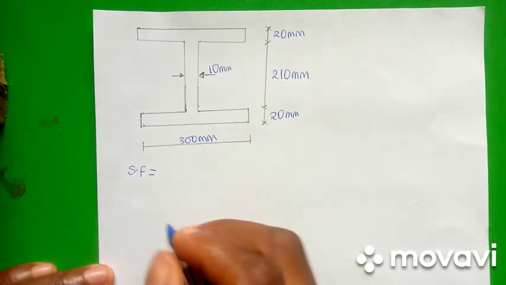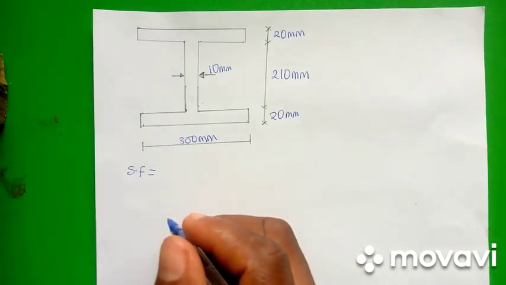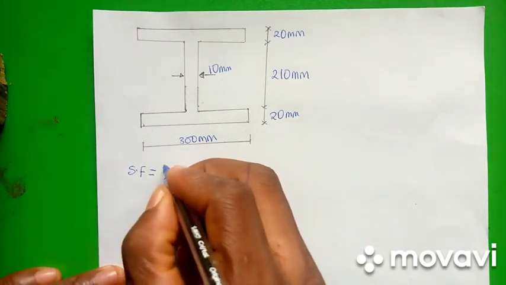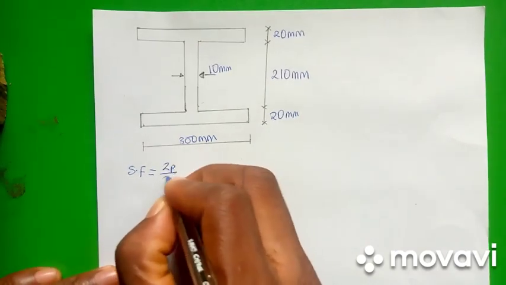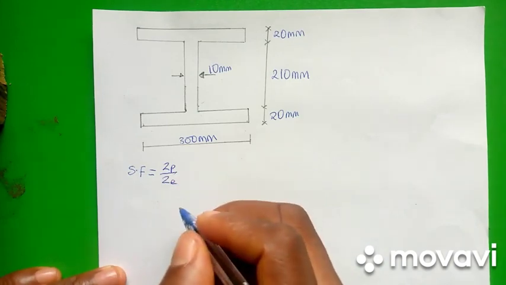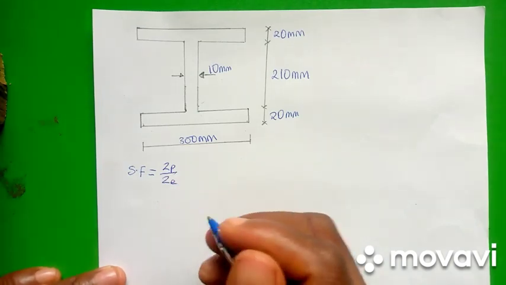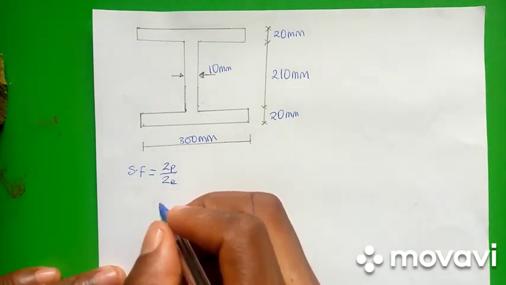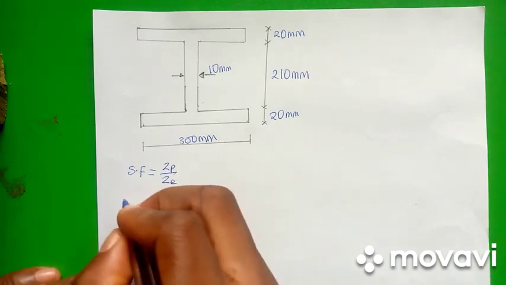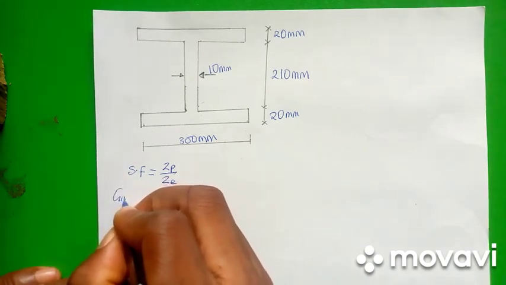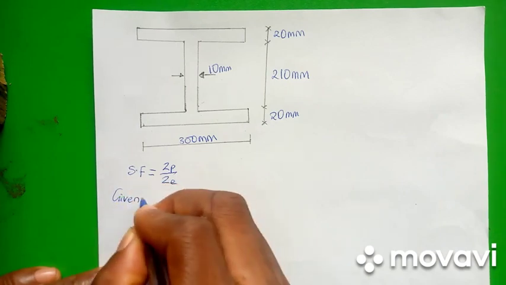Hello guys, today we shall be looking at how to calculate the shape factor of an I section, and it's just a ratio of Zp all over Ze. That is plastic modulus all over elastic modulus. Then having established the formula, you just go ahead to write out all the parameters that you are given.